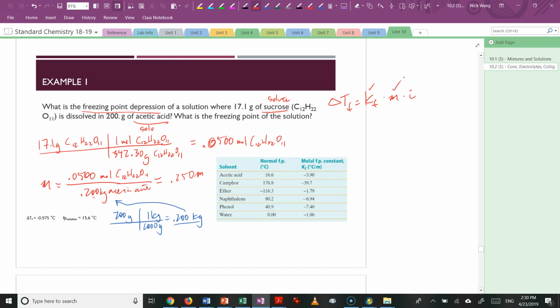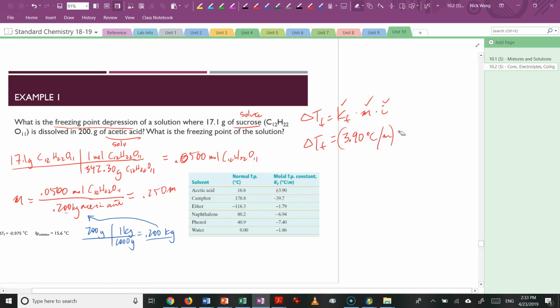We do know that M is the molality. We just calculated that, no problem. I is that Van't Hoff factor, which talks about the separation of particles. What we know about sucrose is that it's considered a non-electrolyte, so we know what that value is. Let's plug those numbers in. The value here for KF is going to be coming from here. My acetic acid solvent has a value of negative 3.90. So let's jot that in here. This should be negative 3.90 degrees Celsius per molal, just copying that from here to here.